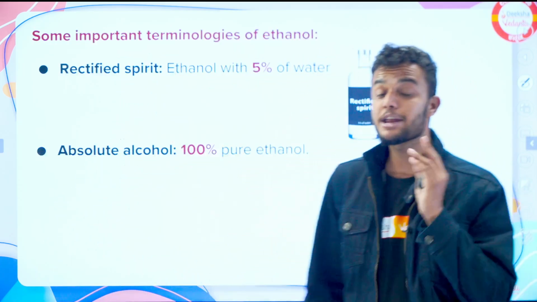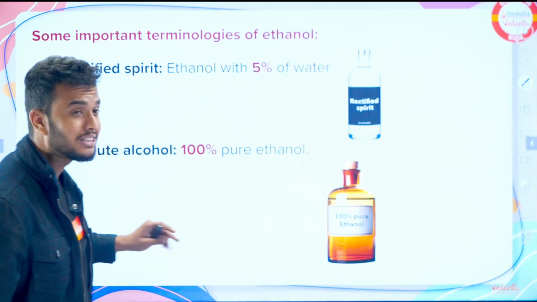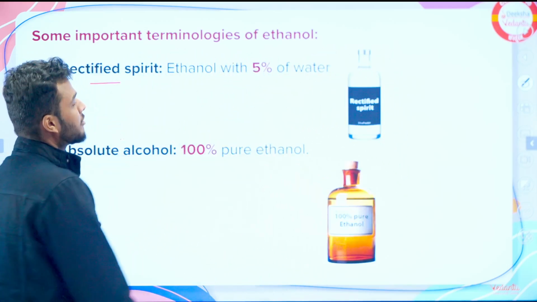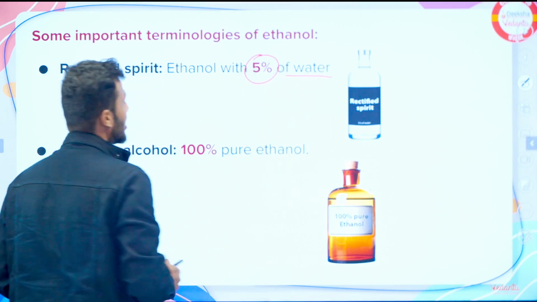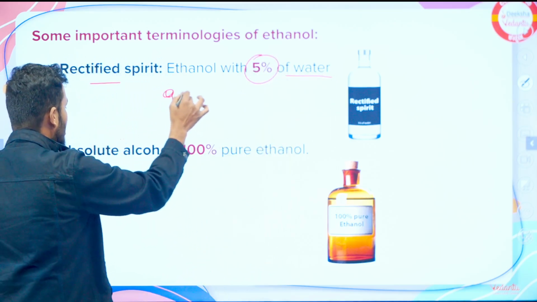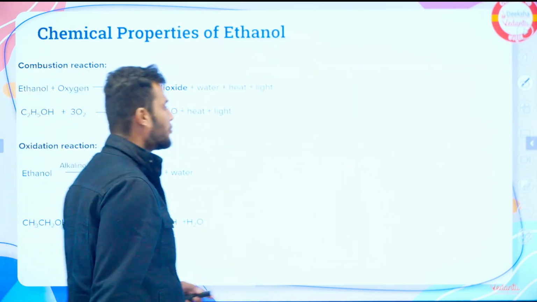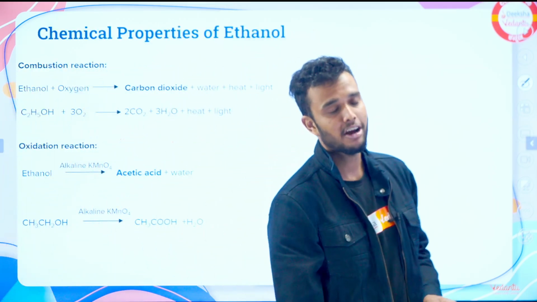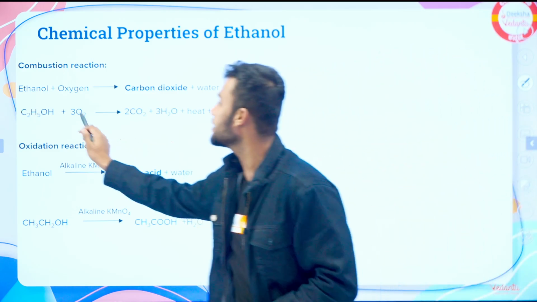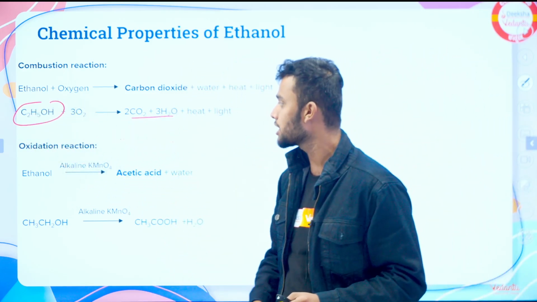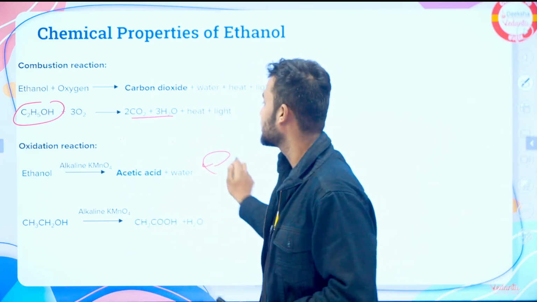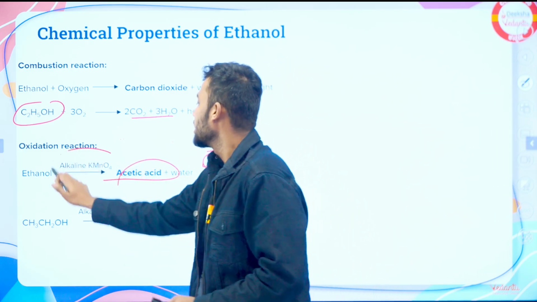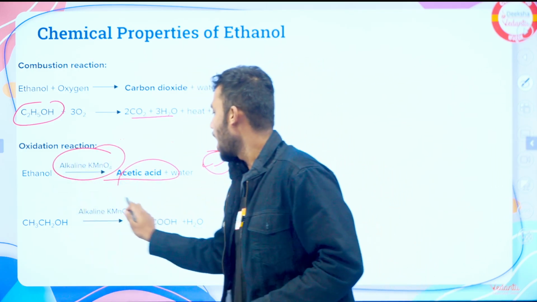Okay, students, rectified spirit. Some important terminologies. Rectified spirit is 5% water in ethanol, that is, 95% ethanol. Absolute alcohol is nothing but 100% pure ethanol. Okay students, chemical properties of ethanol. Combustion reaction: overall, ethanol is completely converted into carbon dioxide and water. What about oxidation? We already discussed that ethanol is converted into acetic acid in the presence of alkaline KMnO4.